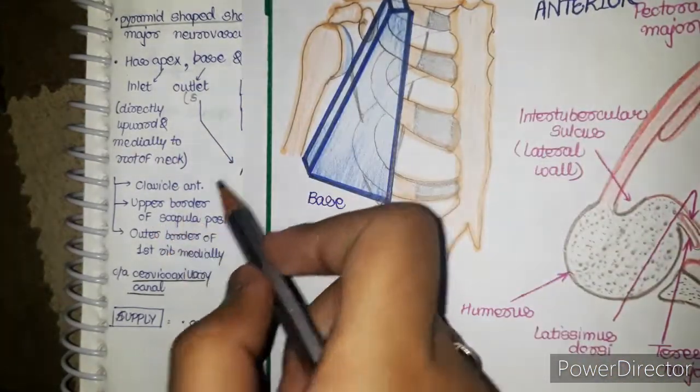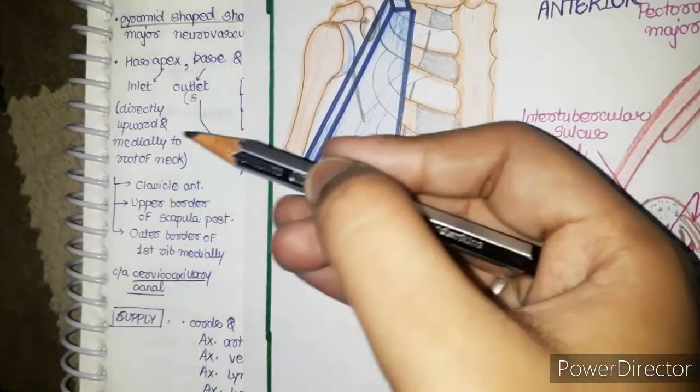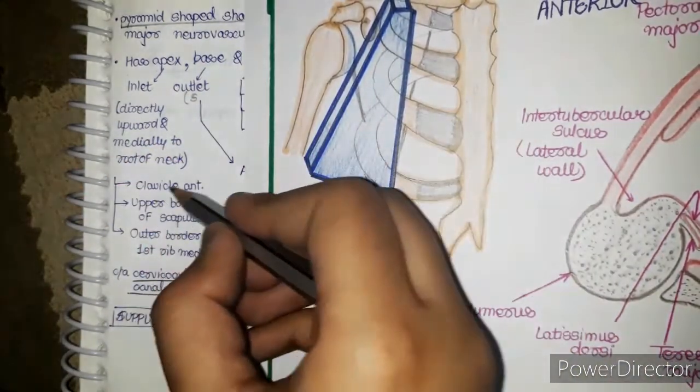The structures which are present near the inlet are the clavicle anteriorly.